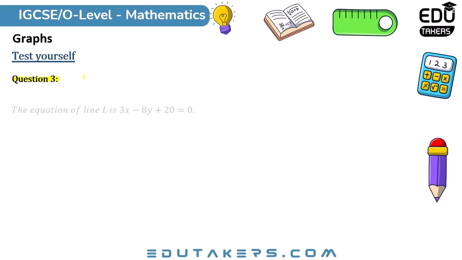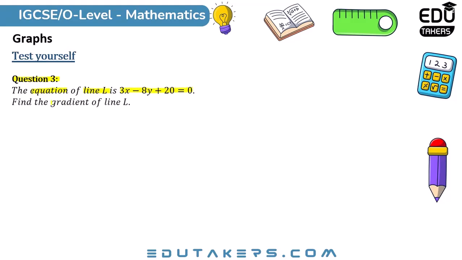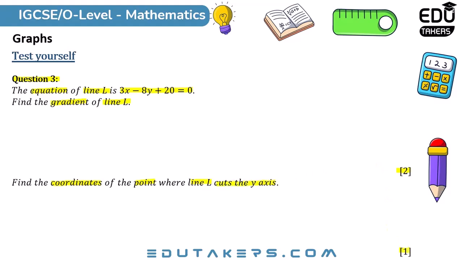Question number 3. The equation of line L is 3x minus 8y plus 20 is equal to 0. Find the gradient of line L. It's a 2-mark question. Find the coordinates of the point where line L cuts the y-axis. It's a 1-mark question.